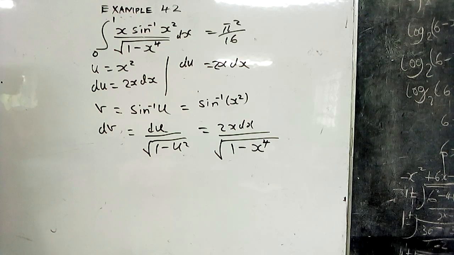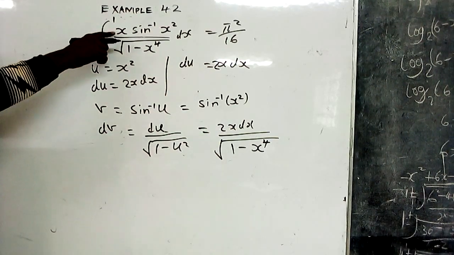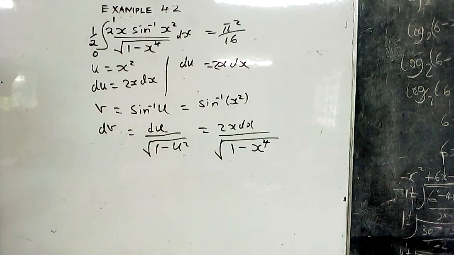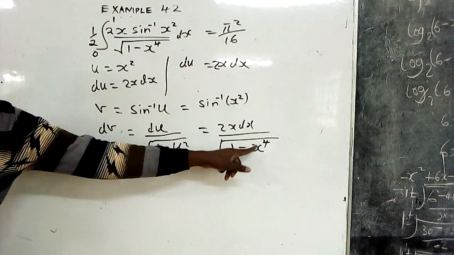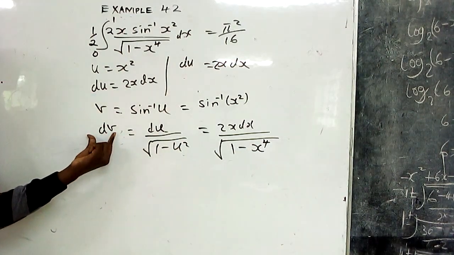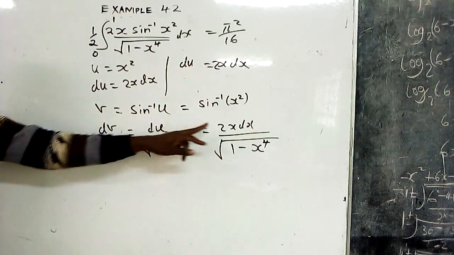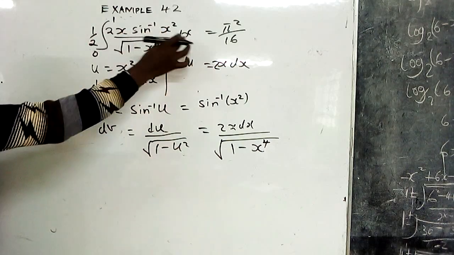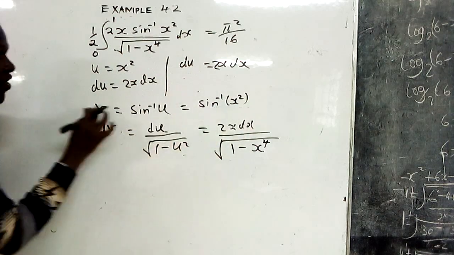So from here, you now see 2x has come up. If 2x has come up, what do you do? You multiply the numerator by 2 and you divide by 2, isn't it? Are we together? So that 2x dx over square root of 1 minus x to the power 4, the whole of this, gives you dv. Then sine inverse of x squared, the whole of it is v.